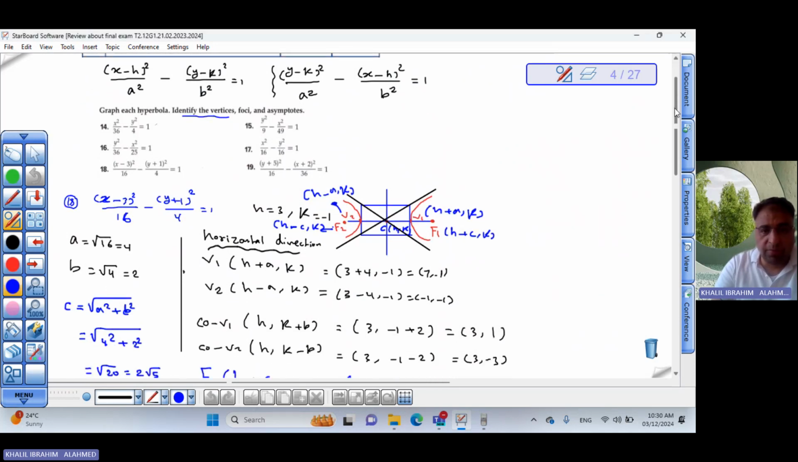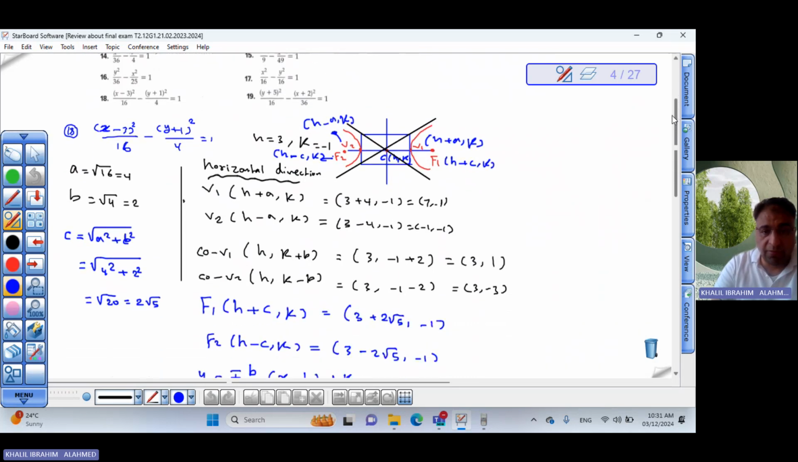And also here, co-vertices, as you see, co-V1, co-V2, related to b on the y-axis, k plus b, k minus b. That is -1 plus 2, and -1 minus 2. That's it. The answer here is (3, 1) and (3, -3).